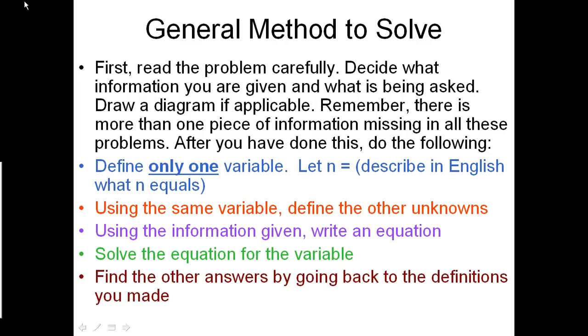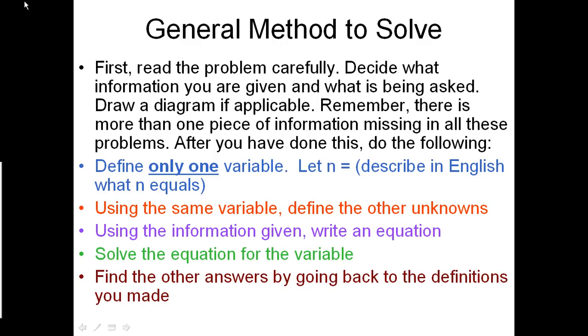The second step, and you can see that I've color-coded these throughout the video, and I have these steps down for each problem. So I put it in red here. The next step is, using the same variable here, n or x or whatever it is, but only one variable, you're going to define the other unknowns, and I'll show you what that means. Then you're going to write an equation. Then that's the purple. In the green, you're going to solve the equation for that variable.